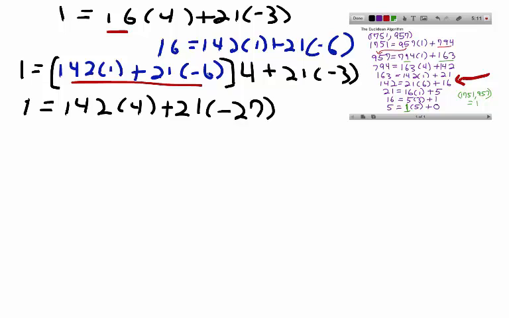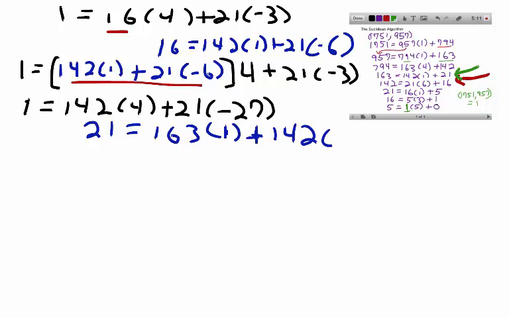Now we work back up one line in our original Euclidean algorithm, and we set it equal to 21. This gives us 21 equals 163 times 1 plus 142 times negative 1. We substitute our expression equivalent to 21 for 21 in the line above.